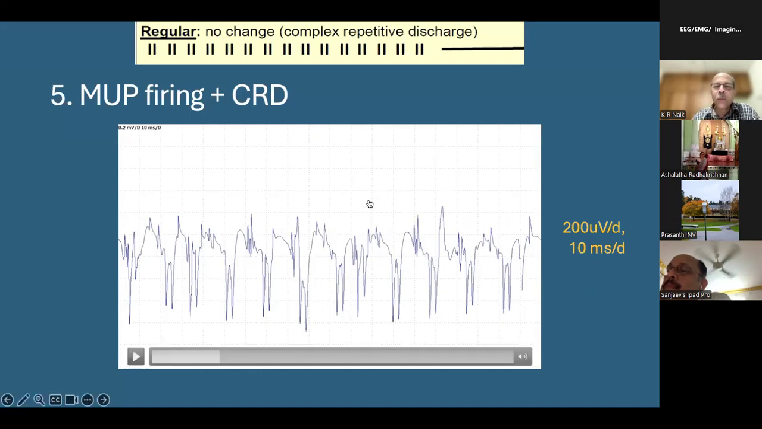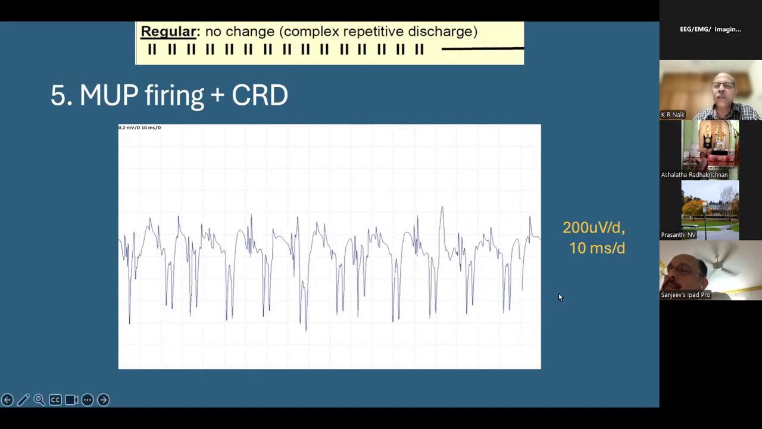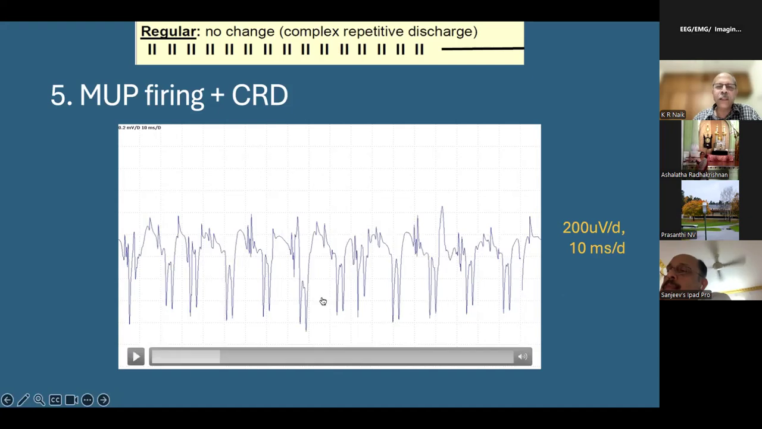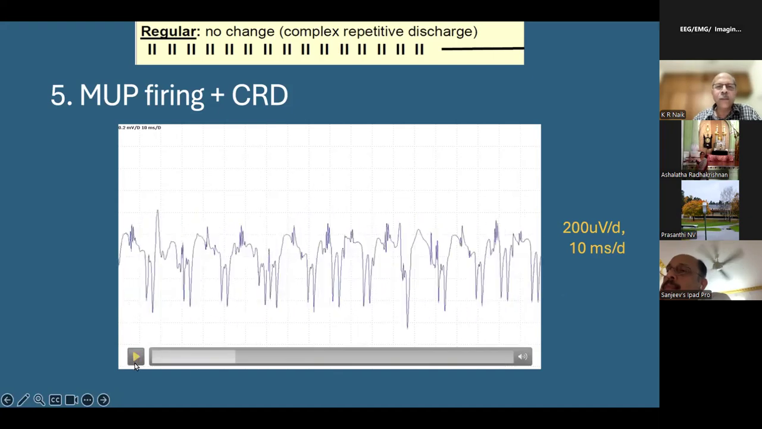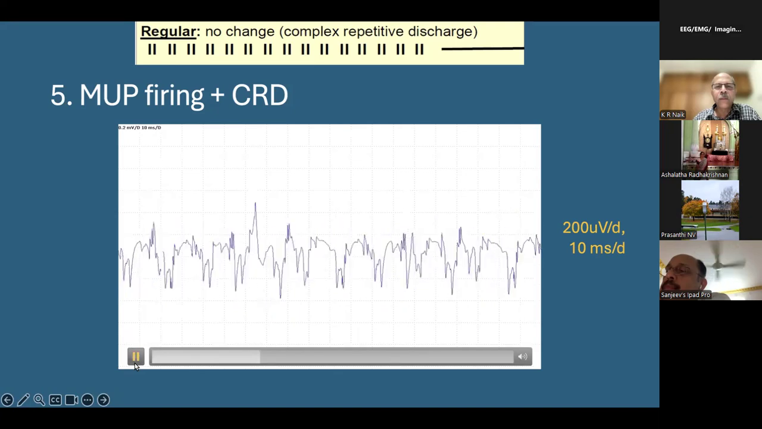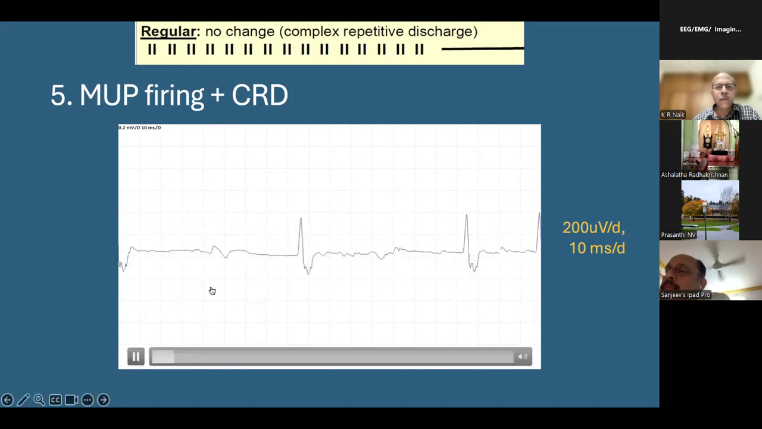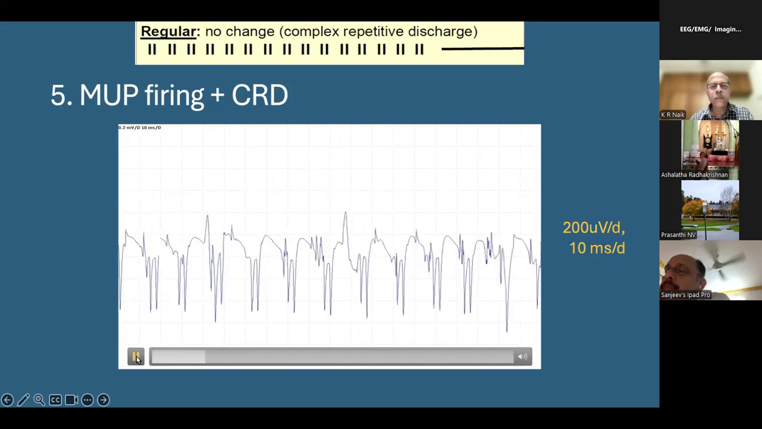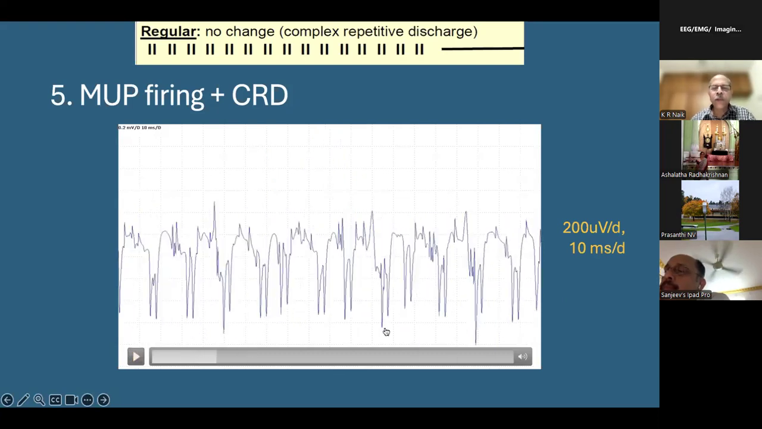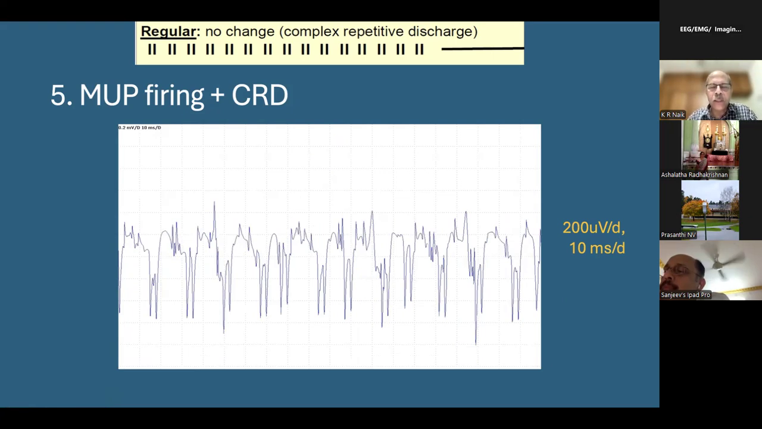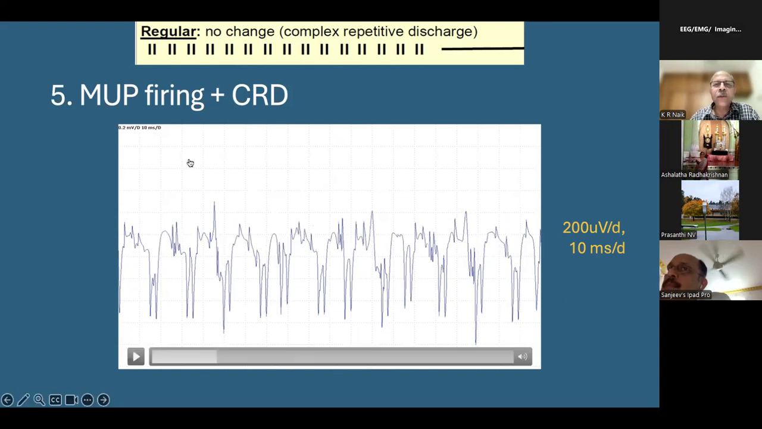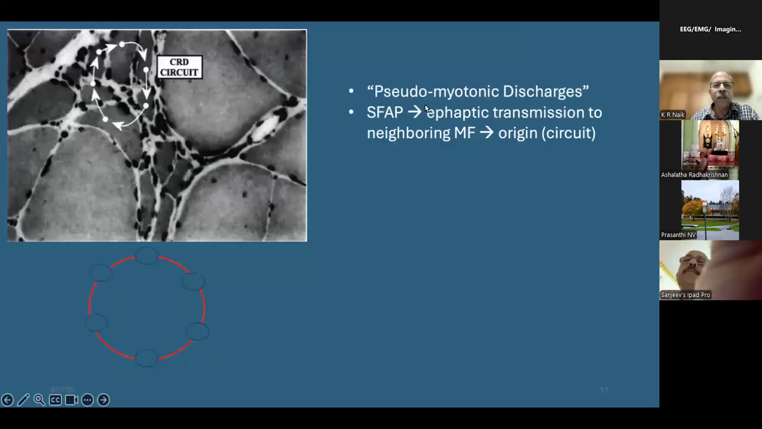So in 1000 milliseconds, it's got around 50. So 50 hertz is the firing rate, and it's not waxing and waning like in myotonia. The high firing rate is not reduced, so it's a complex repetitive discharge. Why does it occur? It's because of the circuit. It's called a pseudomyotonic discharge.